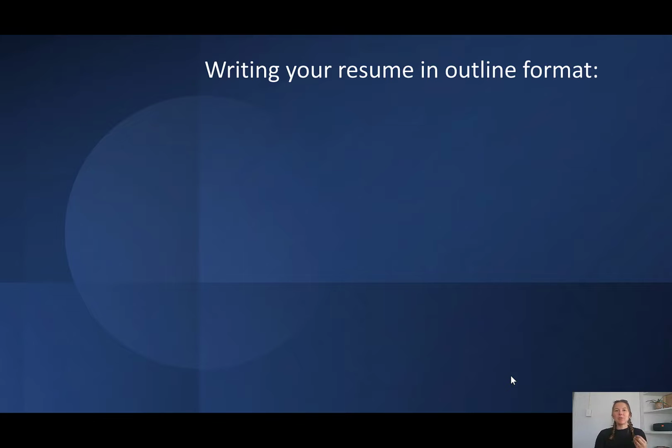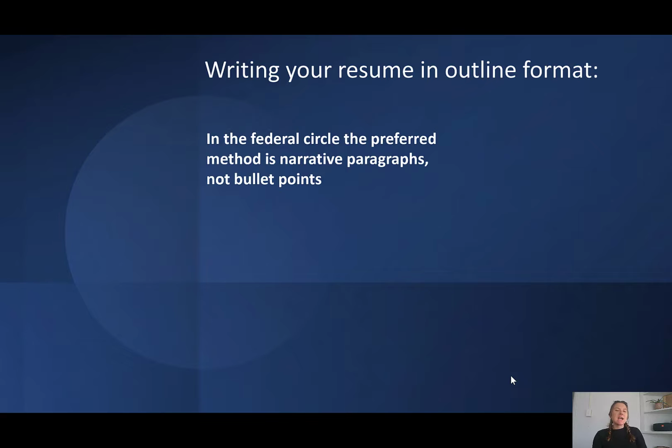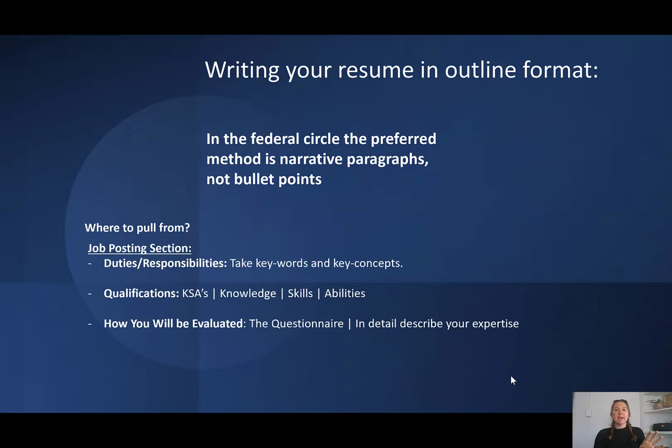Next is thinking about how you actually write about your jobs, how you write those descriptions. In the federal circle, the preferred method is narrative paragraphs as opposed to bullet points. However, if you do have bullet points and that is your personal preference, that's not going to make or break you based on research that I've done recently. So where to pull from for that? Once you already have your base resume written and you have your job descriptions in there of what you already did, then you can start adding some more information in or editing information from there.